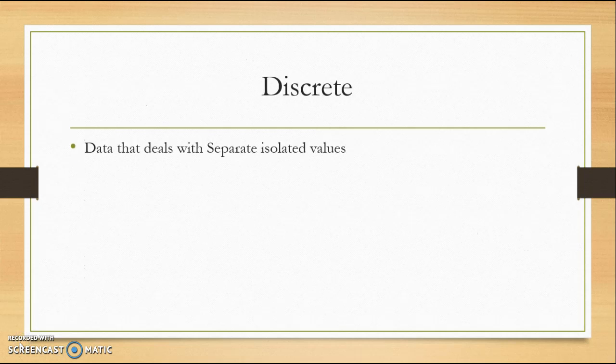There are 4 different classifications of data in sport and exercise science that are discrete, ordinal, nominal, and continuous. Discrete data is data that deals with separate isolated values. For example, questions that are yes/no answers, or that only have 2 possible answers, like what hand are you, and that would obviously only be left or right.